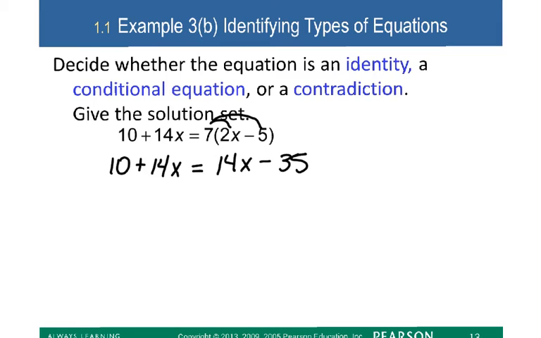And let's do this next step here. I'm going to subtract 14x from both sides. When I subtract 14x from both sides, it cancels out from both sides of the equation. So what I end up with is 10 equals negative 35, which is not a true statement. Therefore, we have a contradiction. So this is a contradiction is what I'm going to state.